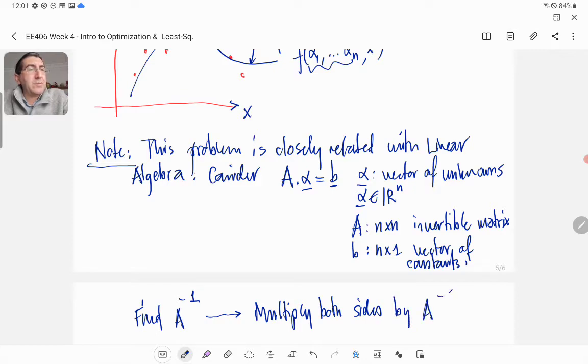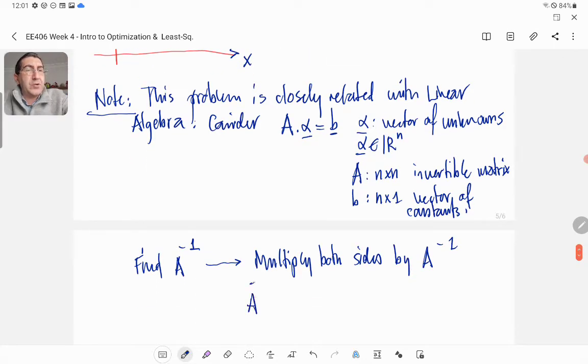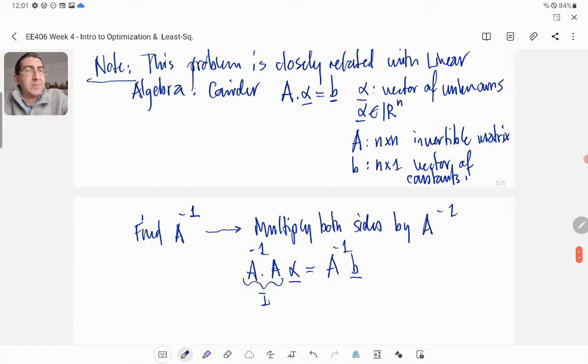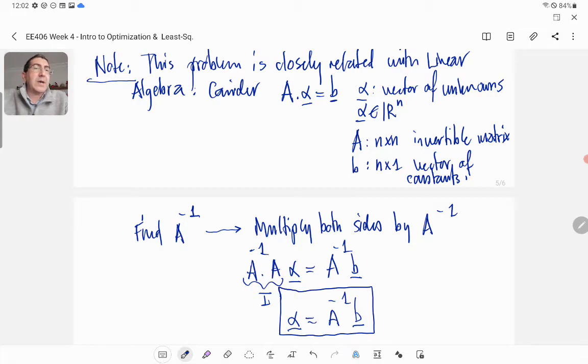Multiply both sides by A inverse, which gives you A inverse times A alpha is equal to A inverse times B. And A inverse and A become the identity matrix. Identity matrix times alpha becomes alpha. So alpha becomes simply A to the power minus 1 times B. And that actually solves your problem. So alpha unknowns determined.